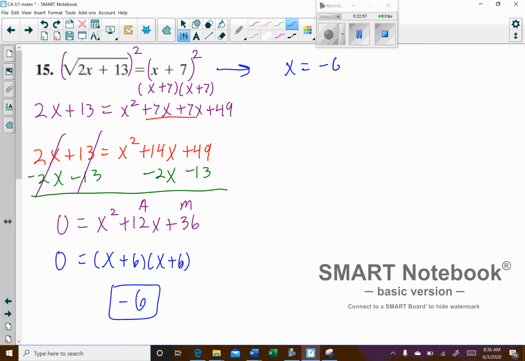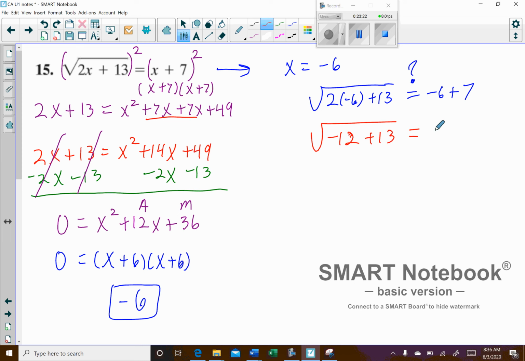So x equals negative 6. Let's see if that works. So the square root of 2 times negative 6 plus 13, does that equal negative 6 plus 7? So once again, just plugging it in where x appears. So on the left side, we'll have negative 12 plus 13 equals 1. And then that'll give us the square root of 1 equals 1. That is true. So we're good to go. So my answer is negative 6.